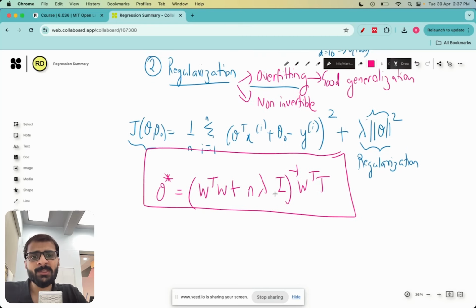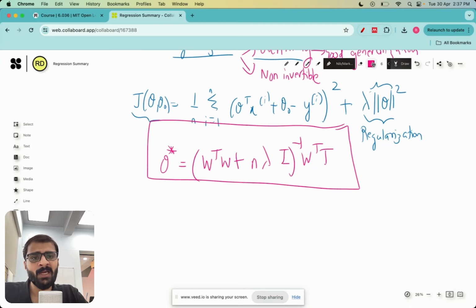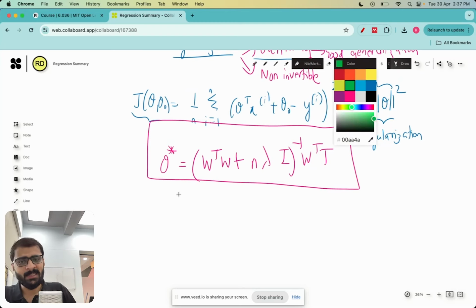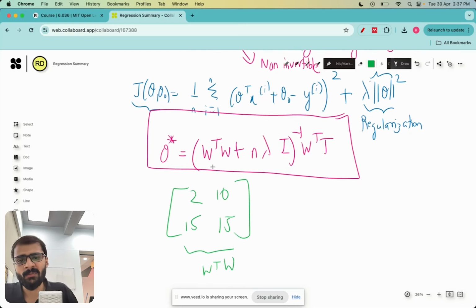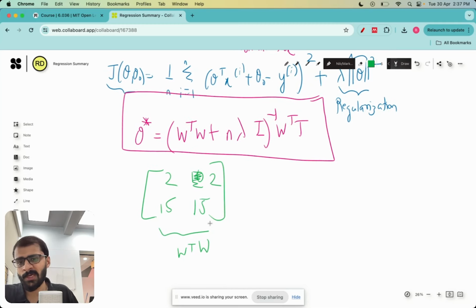The reason it solves the non-invertible problem is this. Let's say you have a 2 by 2 matrix with entries 2, 15, 15, and, for the sake of simplicity, 2 again, and let's say this is my W transpose W. If you find the determinant of this matrix, it's not invertible because the determinant is 0. So this W transpose W is not invertible. You can see that the features are correlated: if you multiply the first feature by 7.5, you get the second feature. That's why it's not invertible.